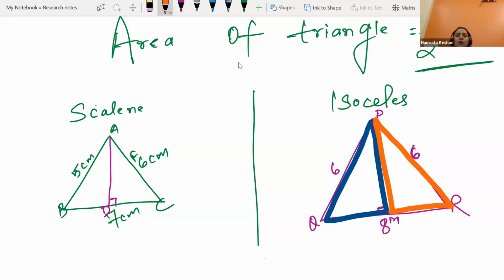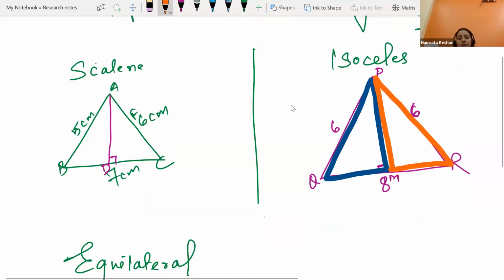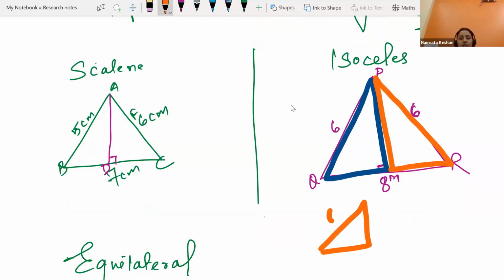Without even thinking about congruency, let's think about whether finding the height is possible or not. Okay, so we can take this one as a right angle triangle. This side is known as 6. This side, we can say, yes, congruency will help, because you can see these two triangles are congruent.